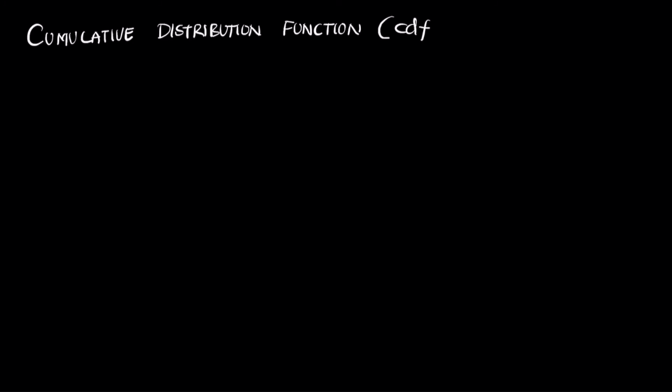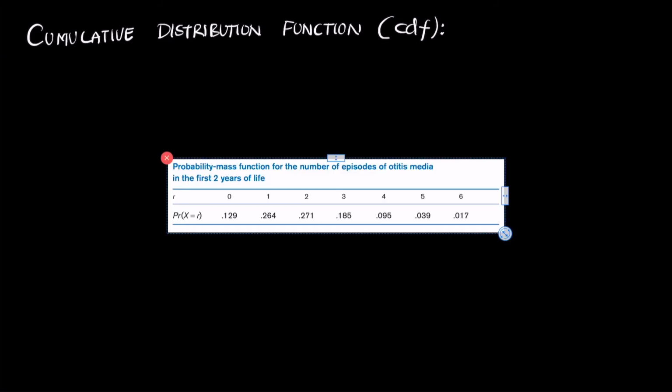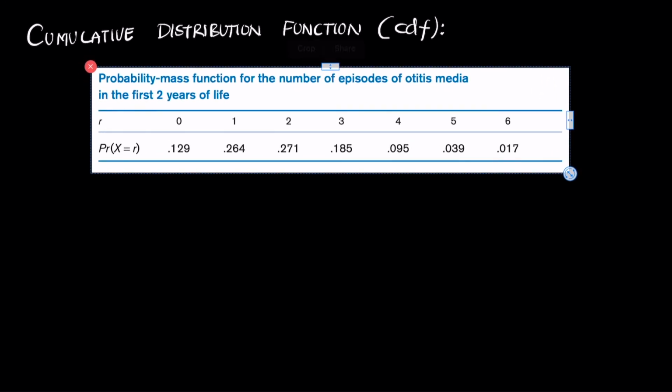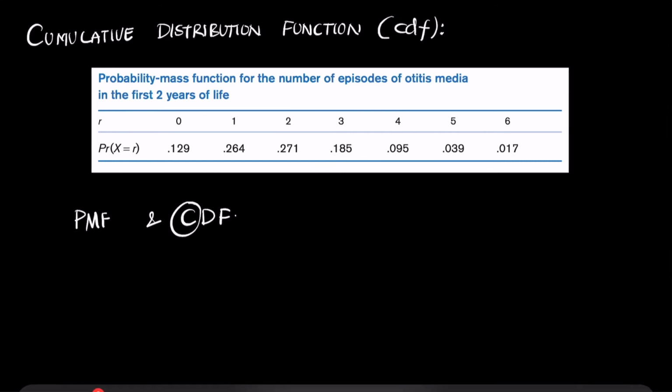So next let's discuss the cumulative distribution function, also called CDF. CDF is basically a representation of the cumulative distribution function. How would you calculate it? Let's take the example of otitis media, the second example that we took. In this, how would you calculate the CDF? Remember that there is a difference between the probability mass function and the cumulative distribution function. The word that changes here is the term cumulative.